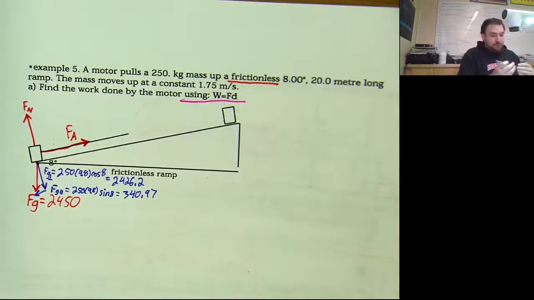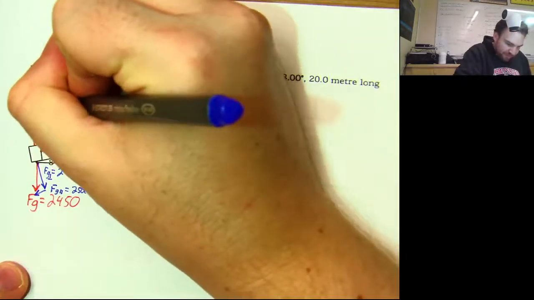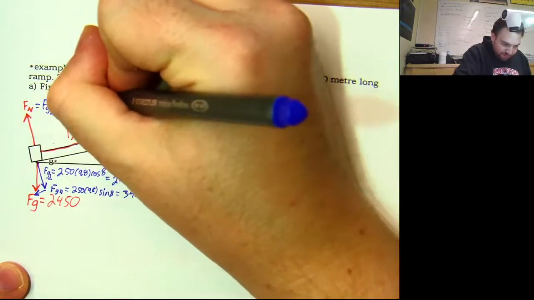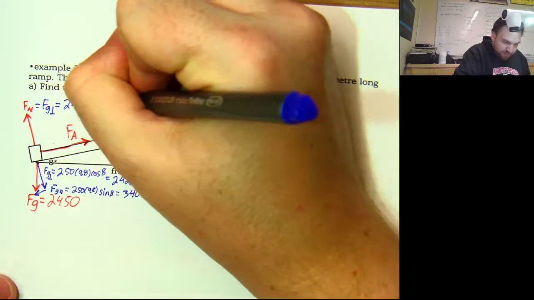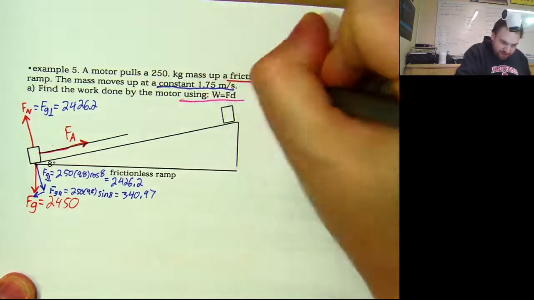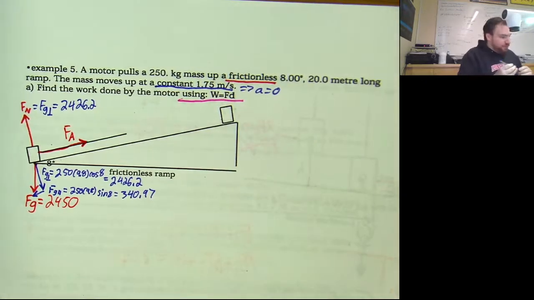What else do we know? Okay, we know Fn equals Fg perpendicular, so that's going to have the same value, 2,426.2 newtons. What else do we know? Acceleration is 0. How do you know acceleration is 0? Constant speed implies acceleration equals 0, and if acceleration equals 0, what must be true?